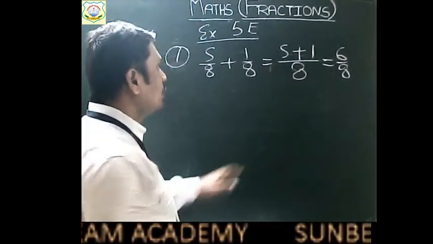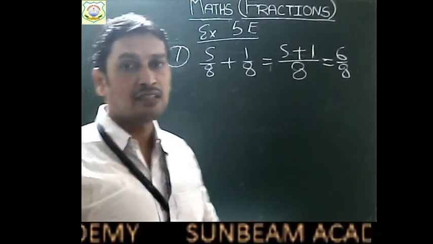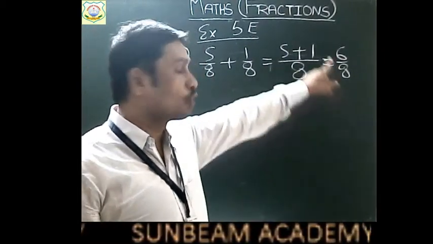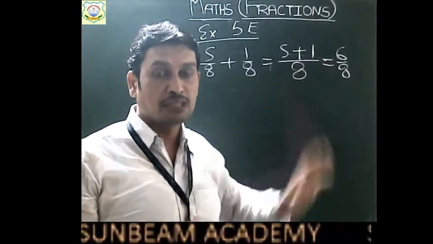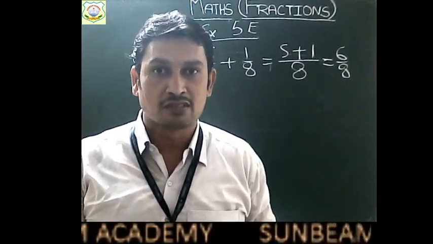Okay, now 5 plus 1 is 6 by 8, but 6 and 8 have a common factor 2. This is not in the simplest form, because in simplest form the numerator and denominator have no common factor other than 1, right?